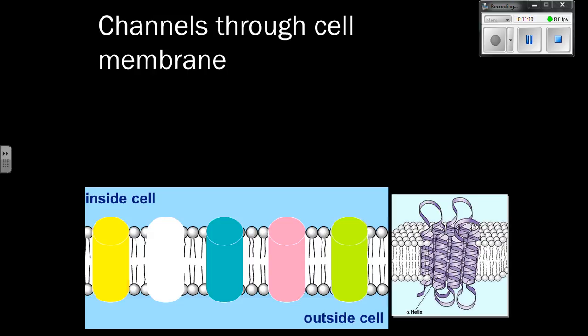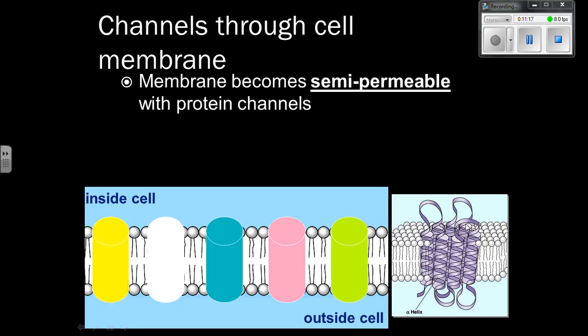So if molecules can't get through that lipid bilayer, then they need some help, right? That's what the transport proteins do, they help them get through. And what you have to understand is that each protein is specific. Each transport protein is specific to what it's going to move in and out of the cell.